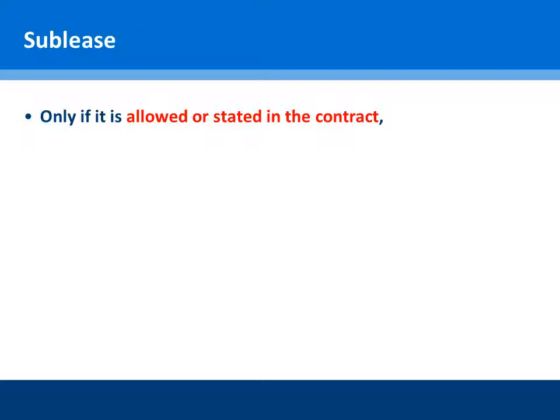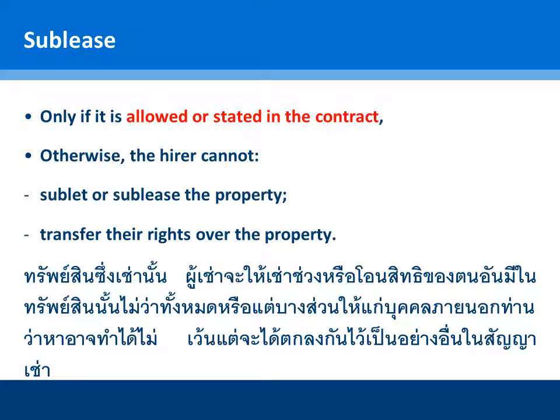Can you sublease the apartment? Suppose that I rent out my house for 10,000 baht every month to you. You may decide to rent out one room of this house to your friend, who is a student. You can do that only if it is allowed or stated in the contract. Otherwise, you cannot sublet, you cannot sublease the property, you cannot transfer this right over the property to third parties.